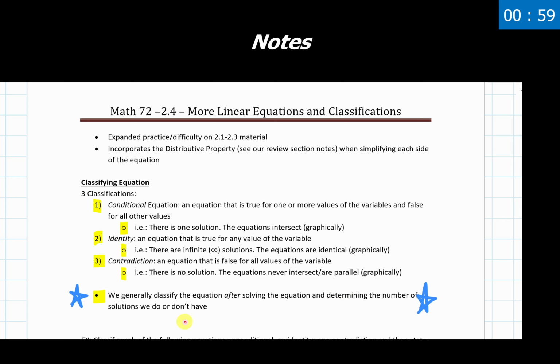And again, with this, I recommend absolutely never attempting to classify any equation we're given until after we've solved the equation and determined the number of solutions we do or don't have. Meaning, apply this 2.1, 2.3 process, and then classify at the very end.